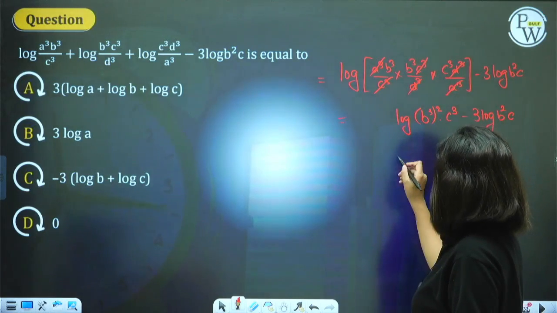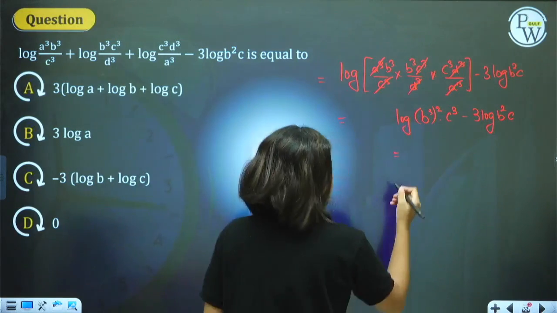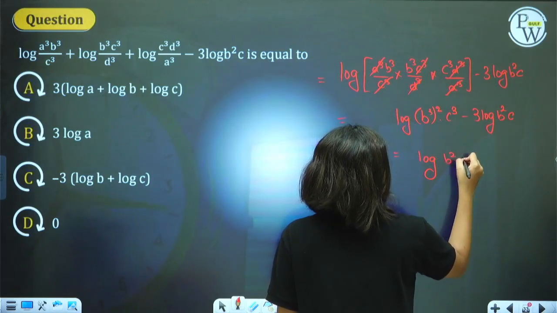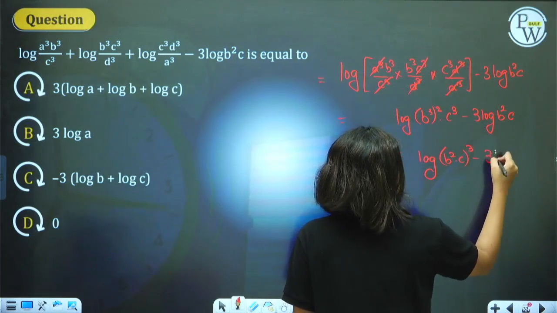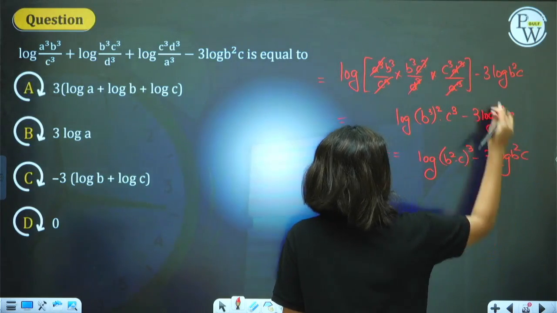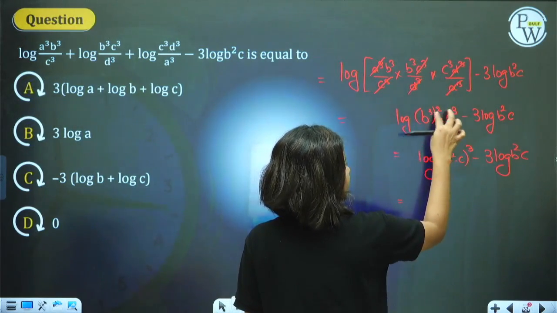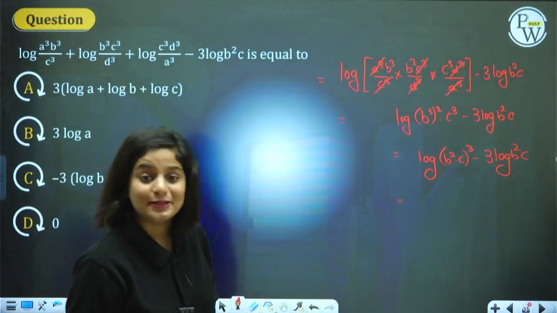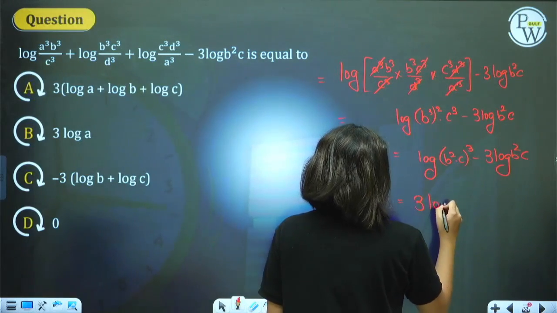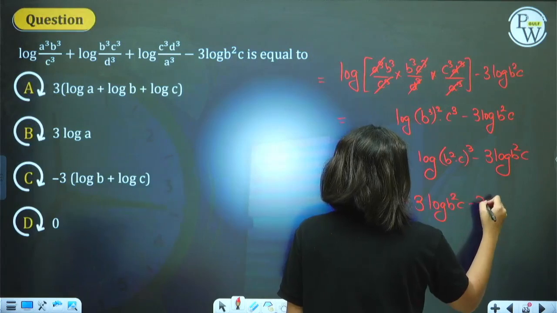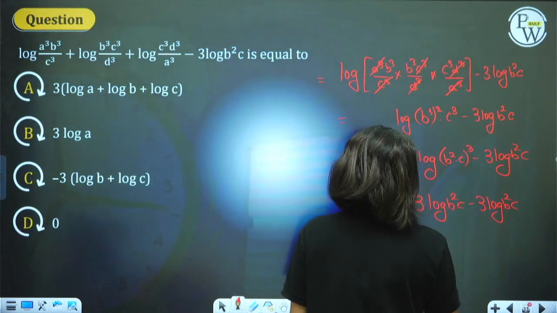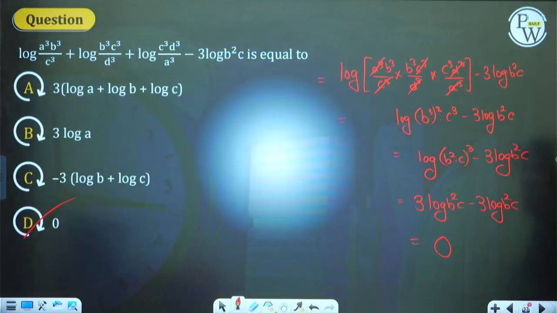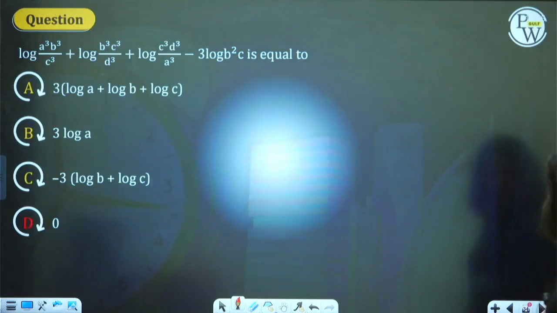People, b cube the whole square into c cube, can I rewrite it like this? Log of b square into c the whole cube. Just check it. Rest everything I am continuing, but this is b square and c and the whole cube. Exponential law: 3 times log of b square c minus 3 times log of b square c will give me the answer as 0. Difficult the question looks, easier is the answer. The answer is option D, 0.